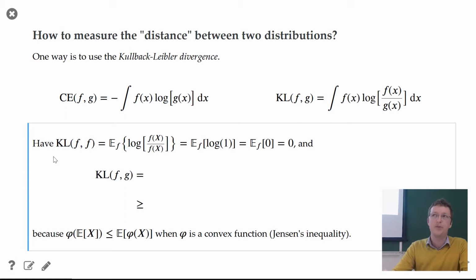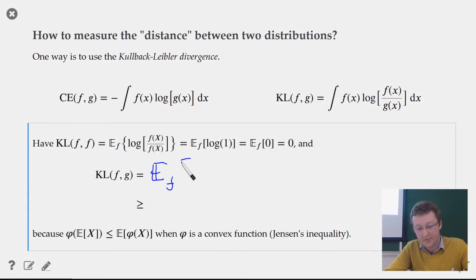So how can we motivate using this bizarre looking integral as a distance between two distributions? Well, if you plug in the same density twice, you get back 0. So that's nice. The distance between x and x should always be 0. That's purely because you get the log of 1 in expectation, which is 0. And also, it's always positive. So that actually takes a couple of steps to show.